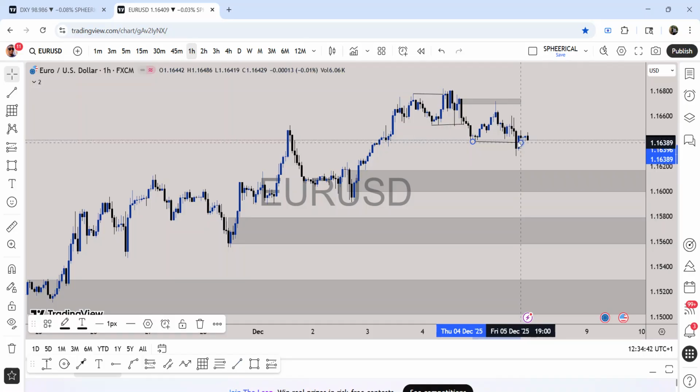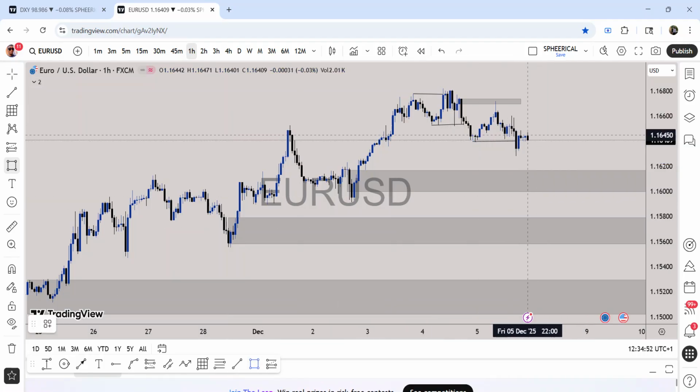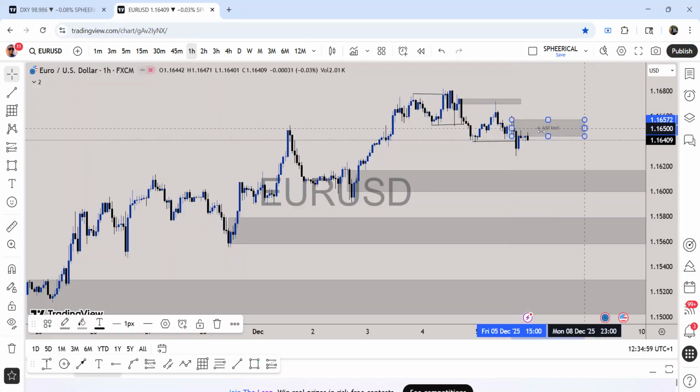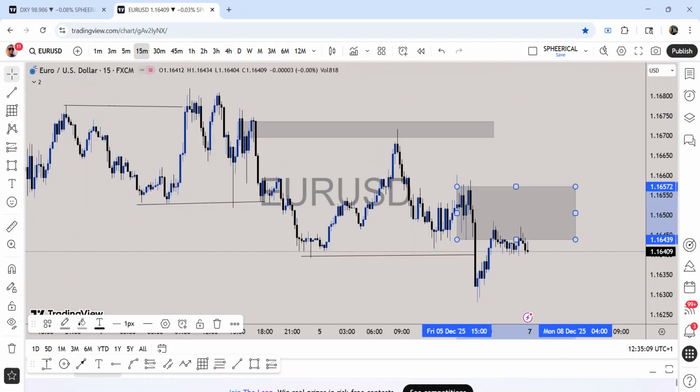So we'll be looking for entry at any of these zones here. We'll be looking for entry here. Here now the market is already at a place to sell. So we'll be looking for entry along this zone in the 15 minutes time frame, if we see any. Since we have missed this first one, the second one is where you will start finding an entry to sell.